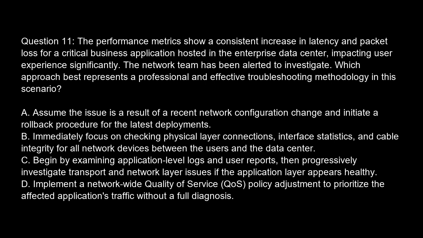for the latest deployments. Option B. Immediately focus on checking physical layer connections, interface statistics, and cable integrity for all network devices between the users and the data center. Option C. Begin by examining application-level logs and user reports, then progressively investigate transport and network layer issues if the application layer appears healthy. Option D. Implement a network-wide quality of service (QoS) policy adjustment to prioritize the affected application's traffic without a full diagnosis.